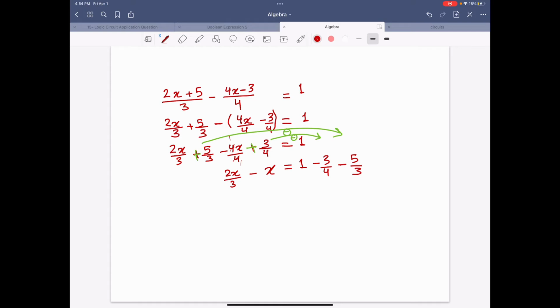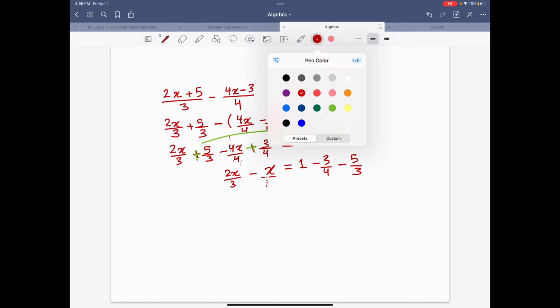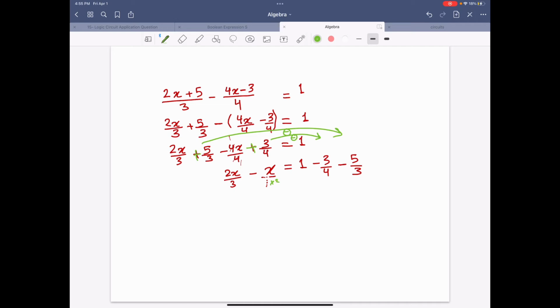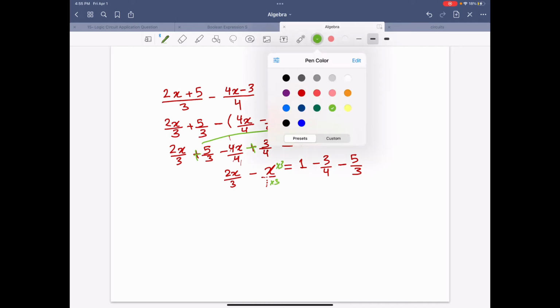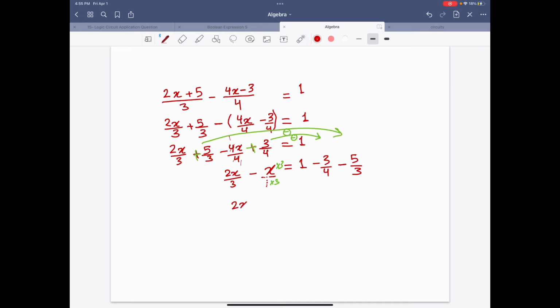Okay, now I'm going to try to combine them. To be able to combine anything that has a fraction, you need to have common denominators. Okay, so in this side, it's kind of easy because this has an invisible 1. In order to make it the same denominator as the other one, all you have to do is multiply it by 3. And you end up with 2x minus 3x over 3.